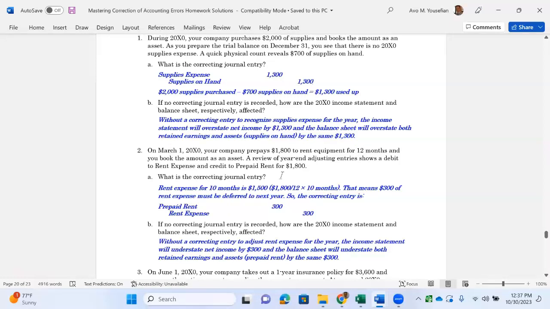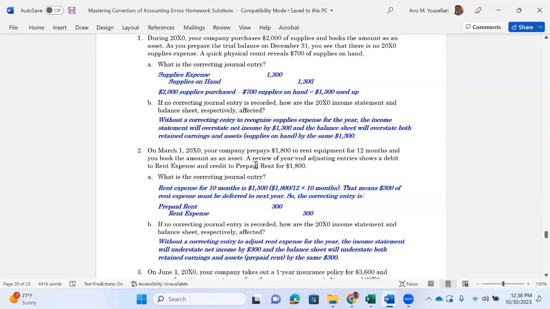So let's count it. March, April, May, June, July, August, September, October, November, December. That's 10 months. You can't recognize the whole thing as rent expense.